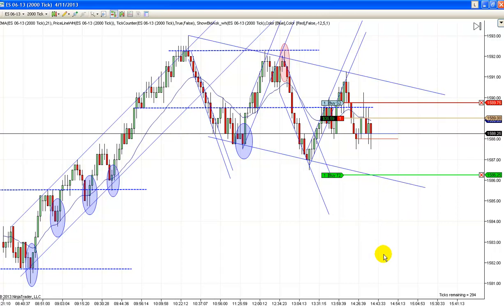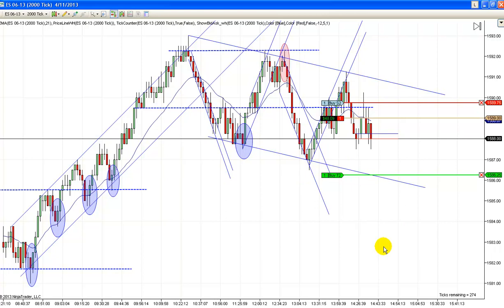trend line here, or what I call the trend channel line. The opposite side, this is the trend line, so the other side would be the trend channel. And that's where I usually try to exit, the other side.